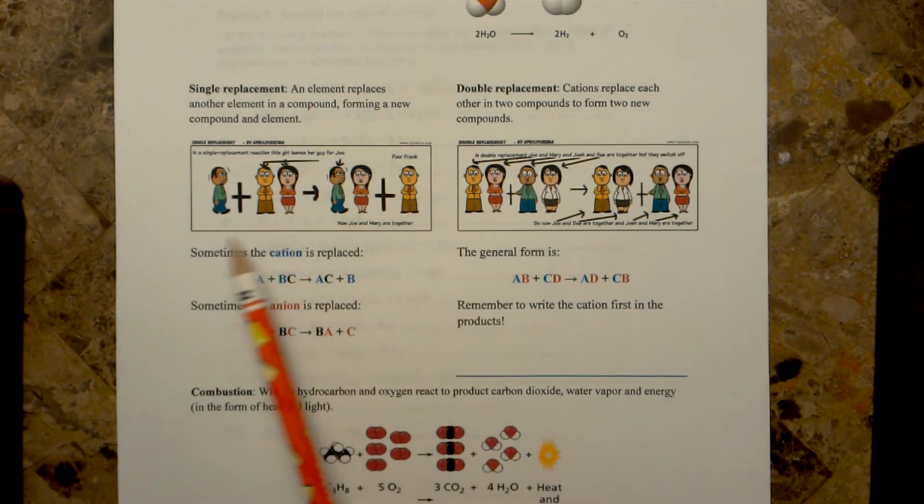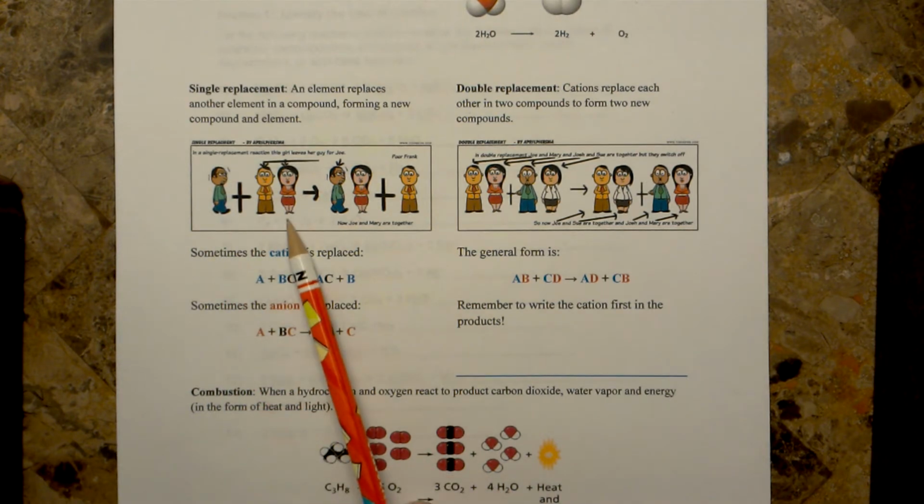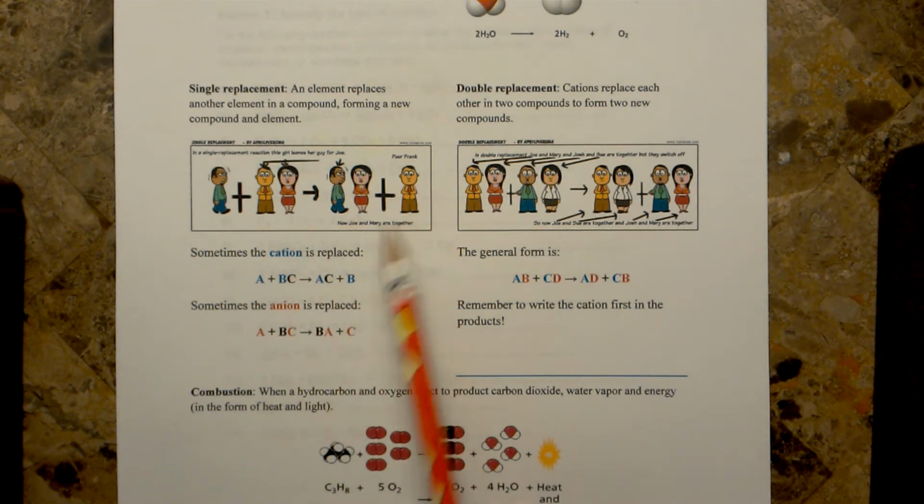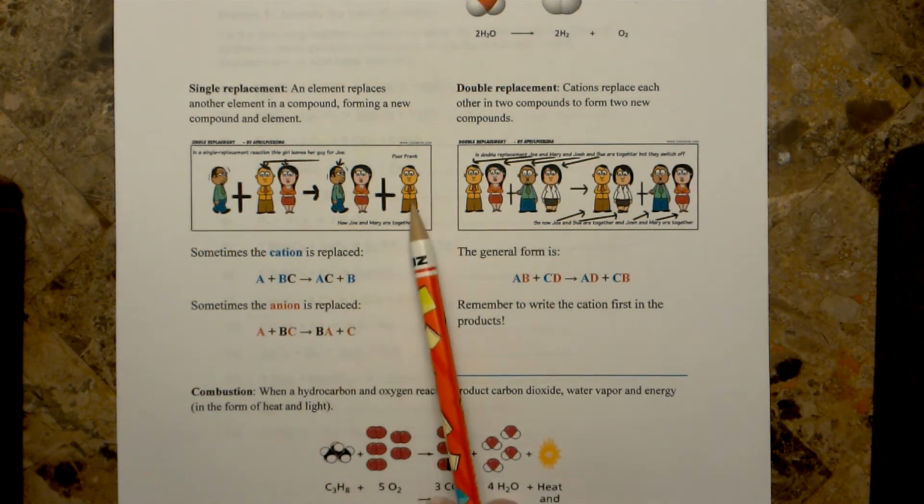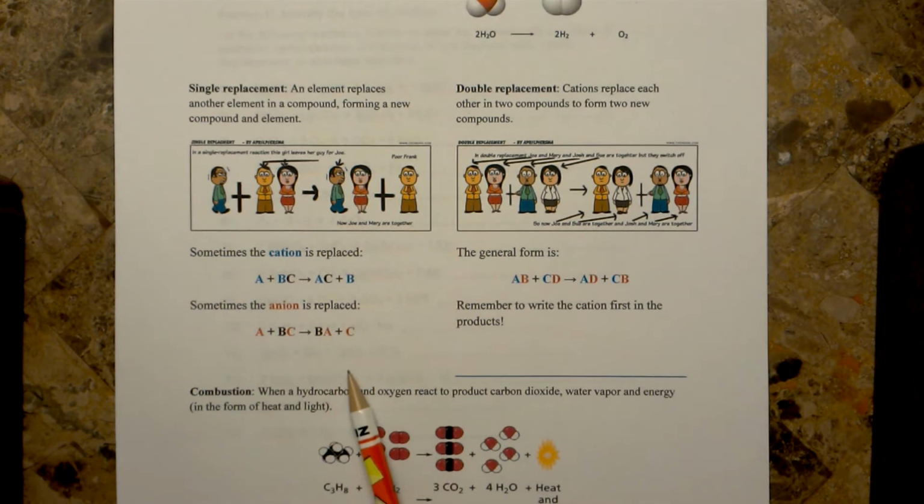You could also do this with nonmetals. In that case, you could think of it as like the female replacing the female in the compound, and the female would be left out. So this is the basic structure.